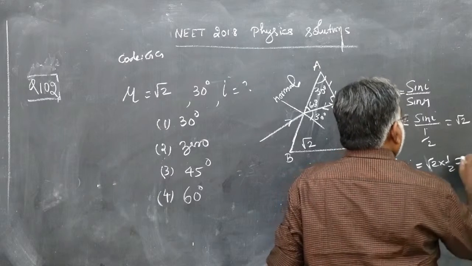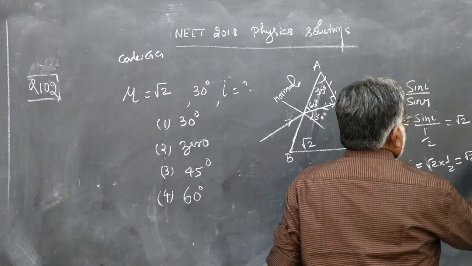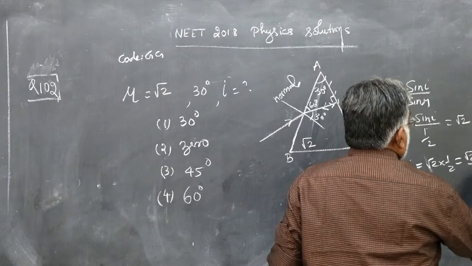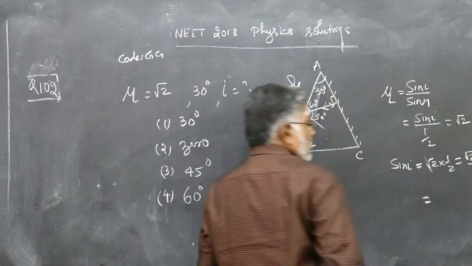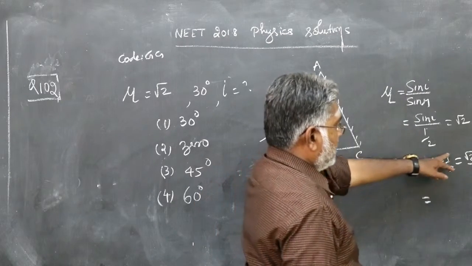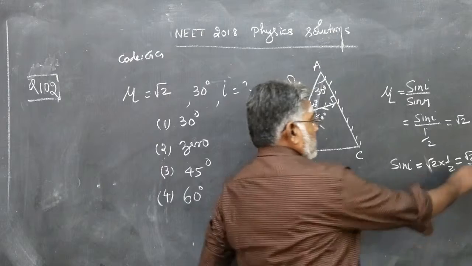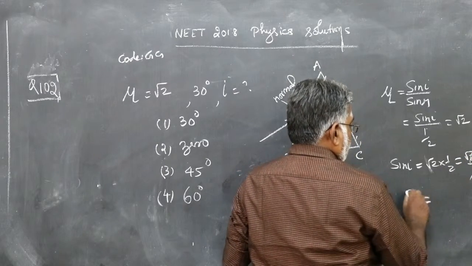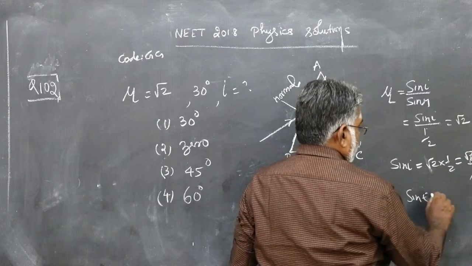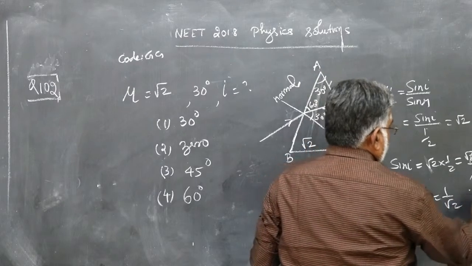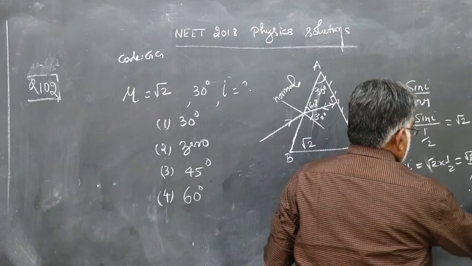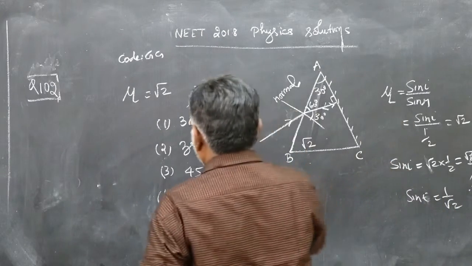This can be written as root 2 into root 2 by 2 root 2. Rationalizing, multiply and divide by root 2. So this you will cancel. Sin i is 1 by root 2. Therefore i is 45 degree. Option 3 is correct.